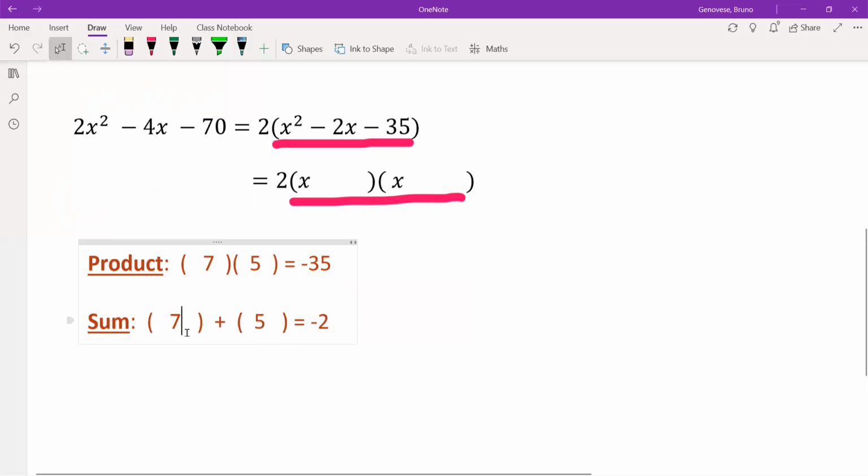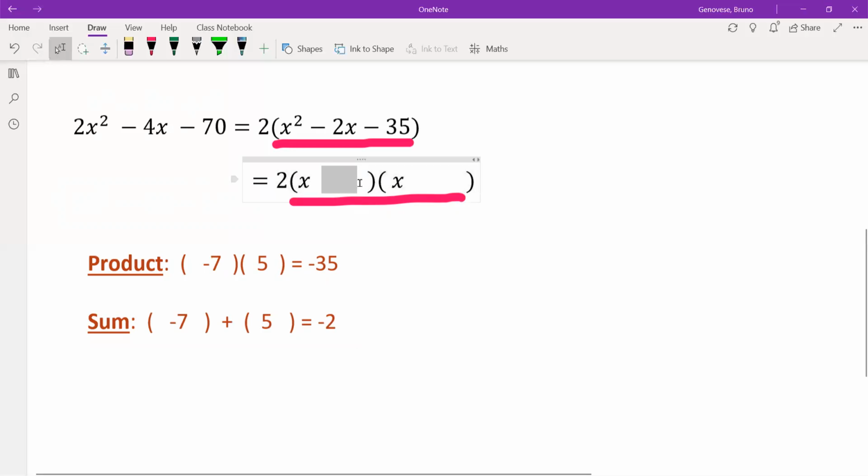We're not done there, because we're looking at multiplying to a negative 35 and adding to a negative 2. So one of these numbers is going to have to be negative to produce a negative. The trick is which one is the right one to put the negative sign beside, so we get an answer of negative 2. If you've already thought about that, yes, it is the negative with the 7. So negative 7 times positive 5 is negative 35, and negative 7 plus 5 is negative 2. We found our numbers.